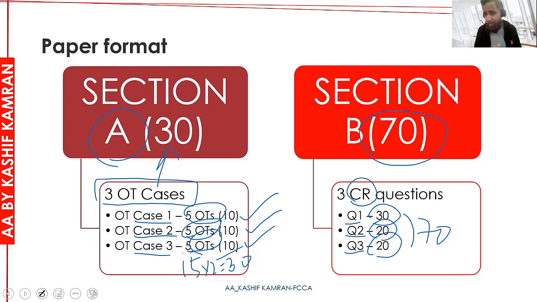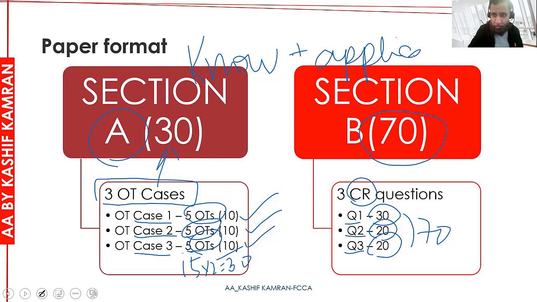So this is how section B looks. Section B is the constructed response area, and section A is the OT cases, right? So you have a blend of knowledge and a blend of application. If you have weak knowledge, you will fail the AA paper, right? Because you need a lot of knowledge to pass the OT cases, and then you need good application to pass section B. So it's a blend of knowledge and application going together. Is that clear to all of you, section A and section B?